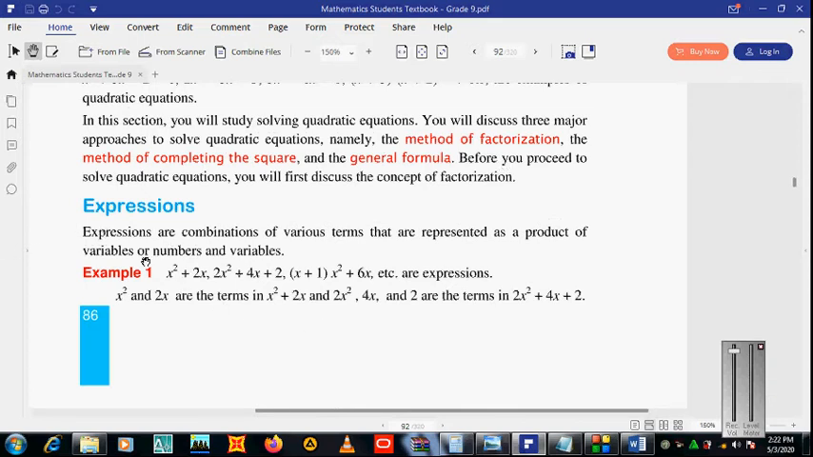Expressions. What are expressions? What are terms? What are constants? We learn this in grade 7 or 8. Also in this textbook, what does expression mean? An expression is like x squared plus 2x. This is an expression.